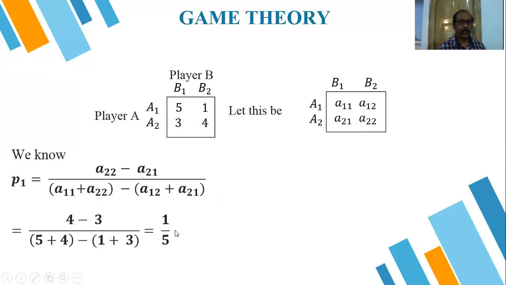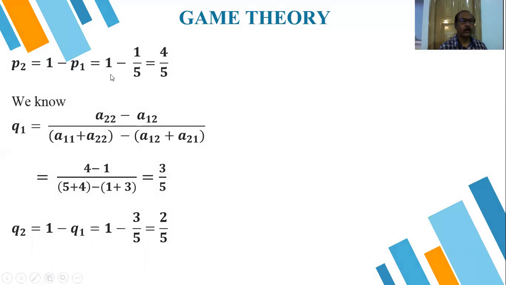You will get the value 1 by 5. So P2 will be 1 minus P1, which would be 4 by 5. P2 is equal to 1 minus P1, is equal to 1 minus 1 by 5, is equal to 4 by 5. And we know Q1 is equal to, this way we have to check, A22 minus A12 and the denominator is the same. The value is 5. 4 minus 1 is equal to 3 by 5. So Q2 is equal to 1 minus Q1, is equal to 2 by 5.